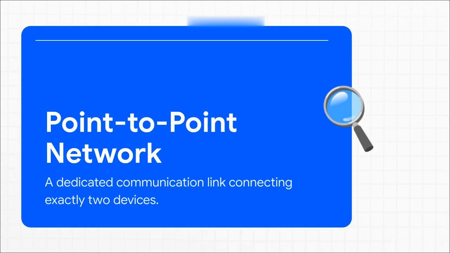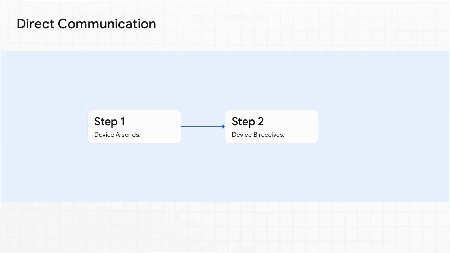A great example is your old home DSL connection, talking directly to your internet provider's equipment. Or maybe a big company leasing a dedicated T1 line between two of its offices. It's a direct, exclusive connection. Period. The whole process is just beautifully simple. When device A sends a message, there is only one place it can possibly go: device B. There is zero confusion, no ambiguity. It is the most straightforward way imaginable for two devices to communicate.